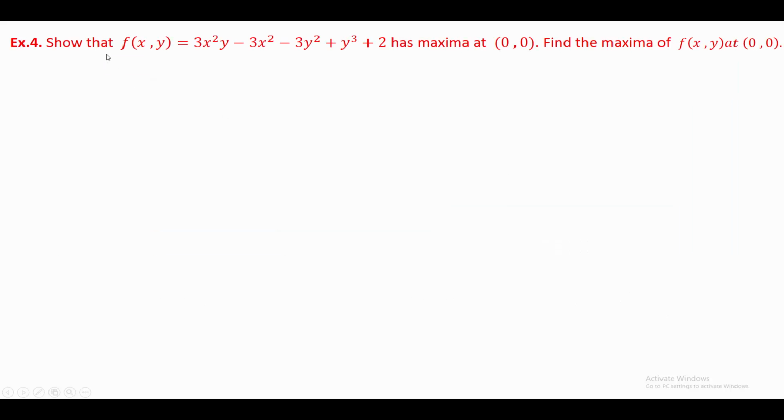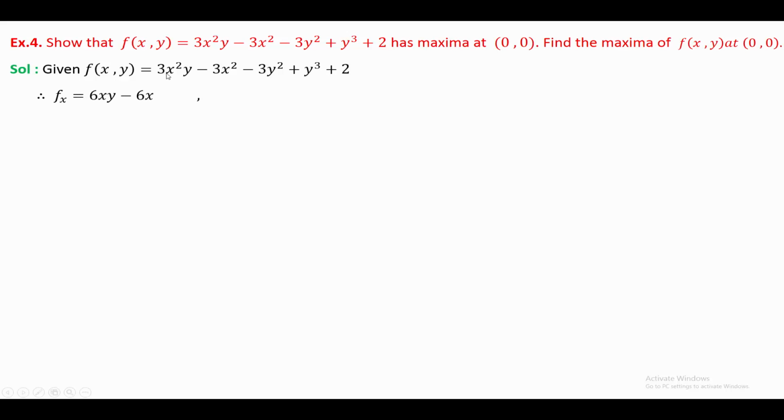Next, example number 4. Show that f of xy equal to 3x square y minus 3x square minus 3y square plus y cube plus 2 has maxima at point (0, 0). Find the maxima of f of xy at (0, 0). Solution. Given function f of xy equal to 3x square y minus 3x square minus 3y square plus y cube plus 2. Then first find out fx, fy, f double x, f of xy and f double y.